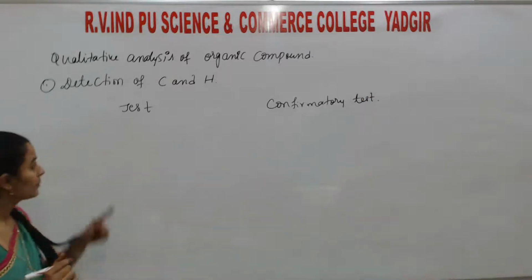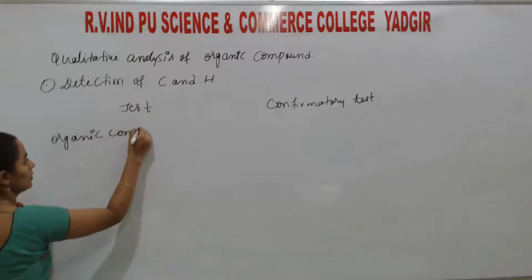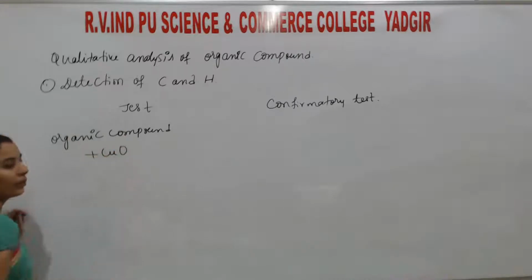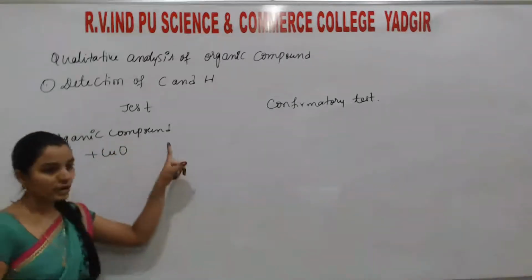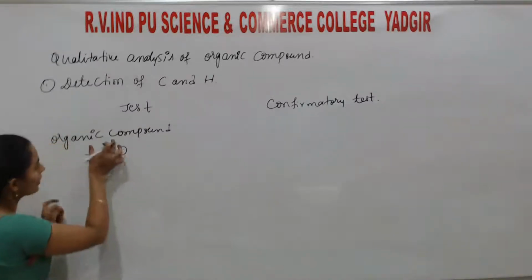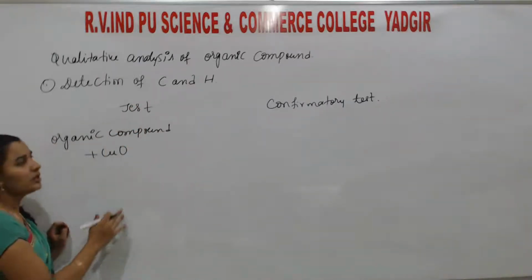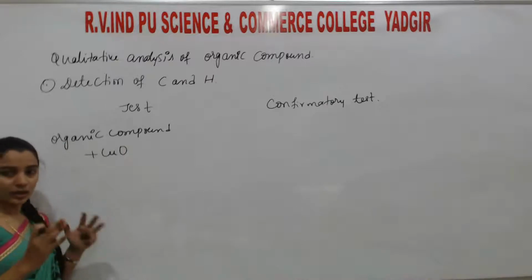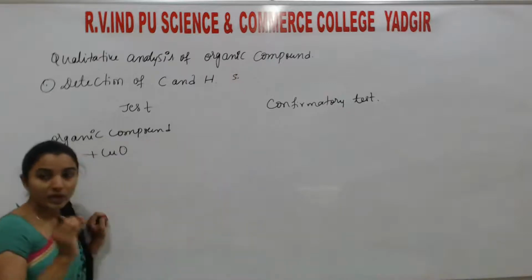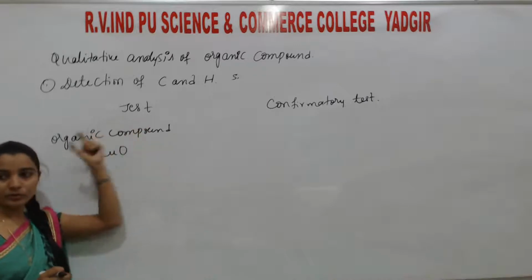What is the test? Your organic compound, to this organic compound we are using copper oxide. When this organic compound is mixed with this copper oxide, in this organic compound I consider here carbon and hydrogen. We don't know whether other atoms are there or not. If carbon is there, hydrogen is there, sulfur is there, assume, even though sulfur is present, with the CuO only carbon and hydrogen react.